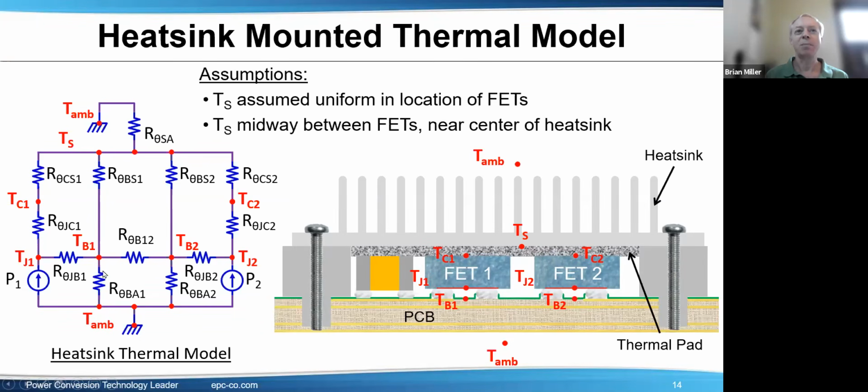So you have multiple heat paths: from the top of the FET up, from the bottom of the FET down, from the sides to different places, from the board into another component up, and so forth. So you can have quite a few paths here. In this example, TS, the temperature at the heatsink, is assumed to be uniform in the location of the FETs. It's midway between the center of the heatsink.